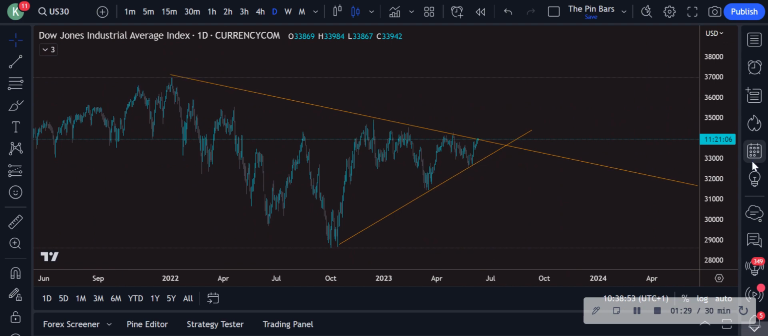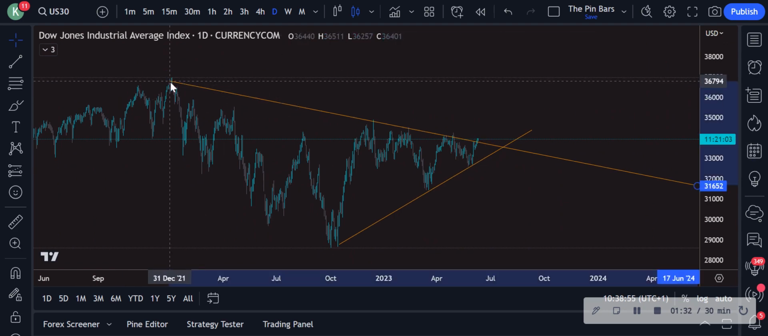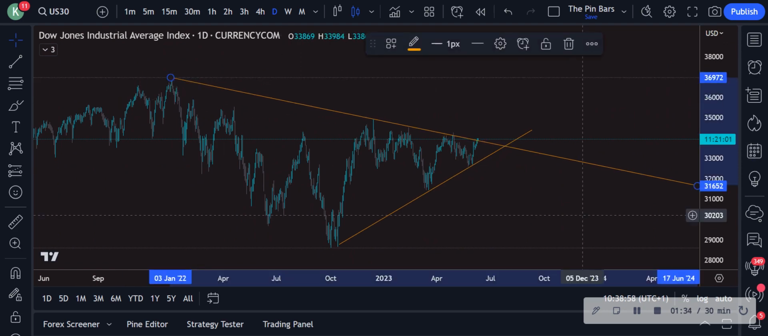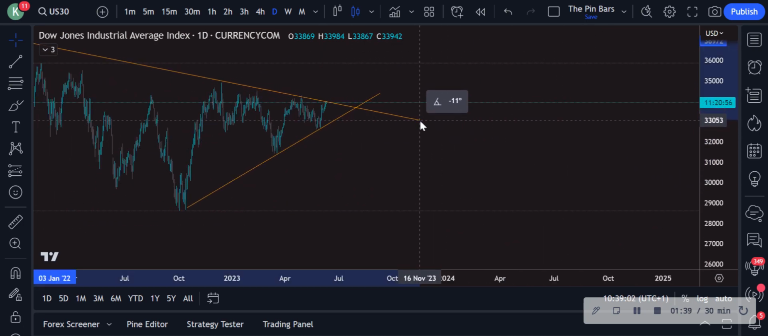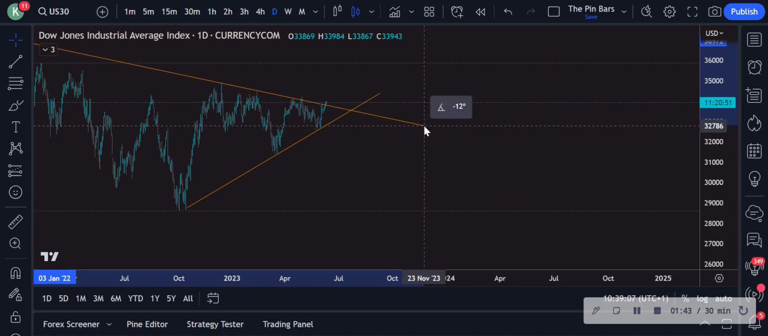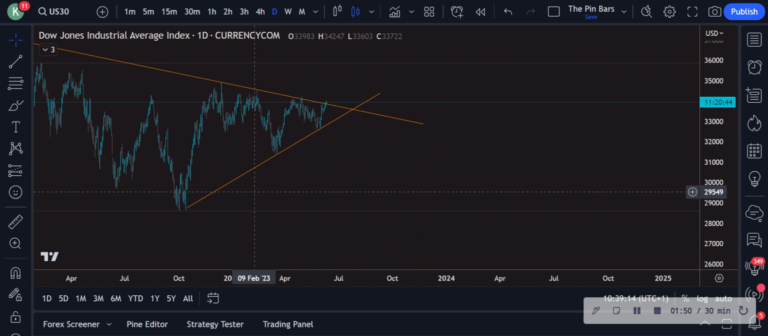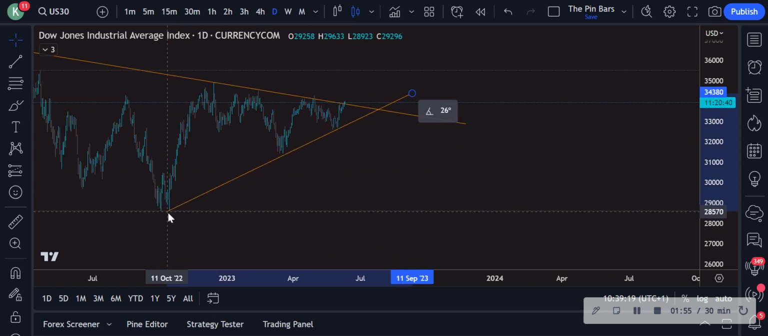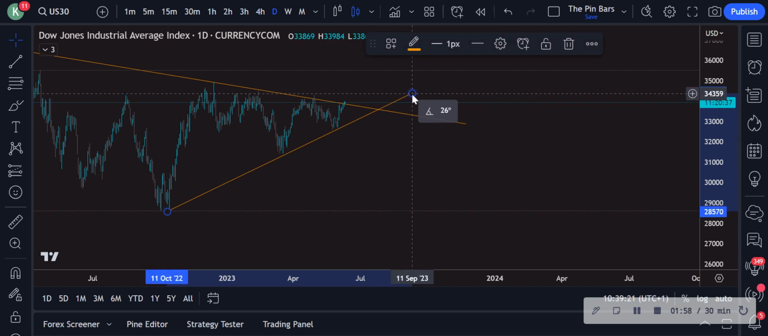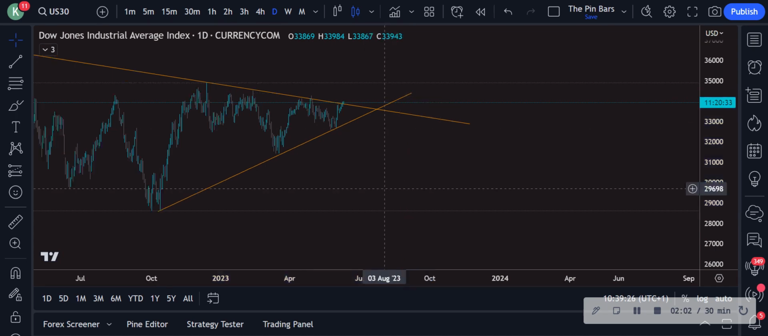Okay, so I'm just drawing. I'm going to readjust this for a bit more accuracy. Okay, there we go. So I'm going to leave it at this for now. I mean, I could have just drawn it on the daily, couldn't I? Okay, I'm going to leave it as that.